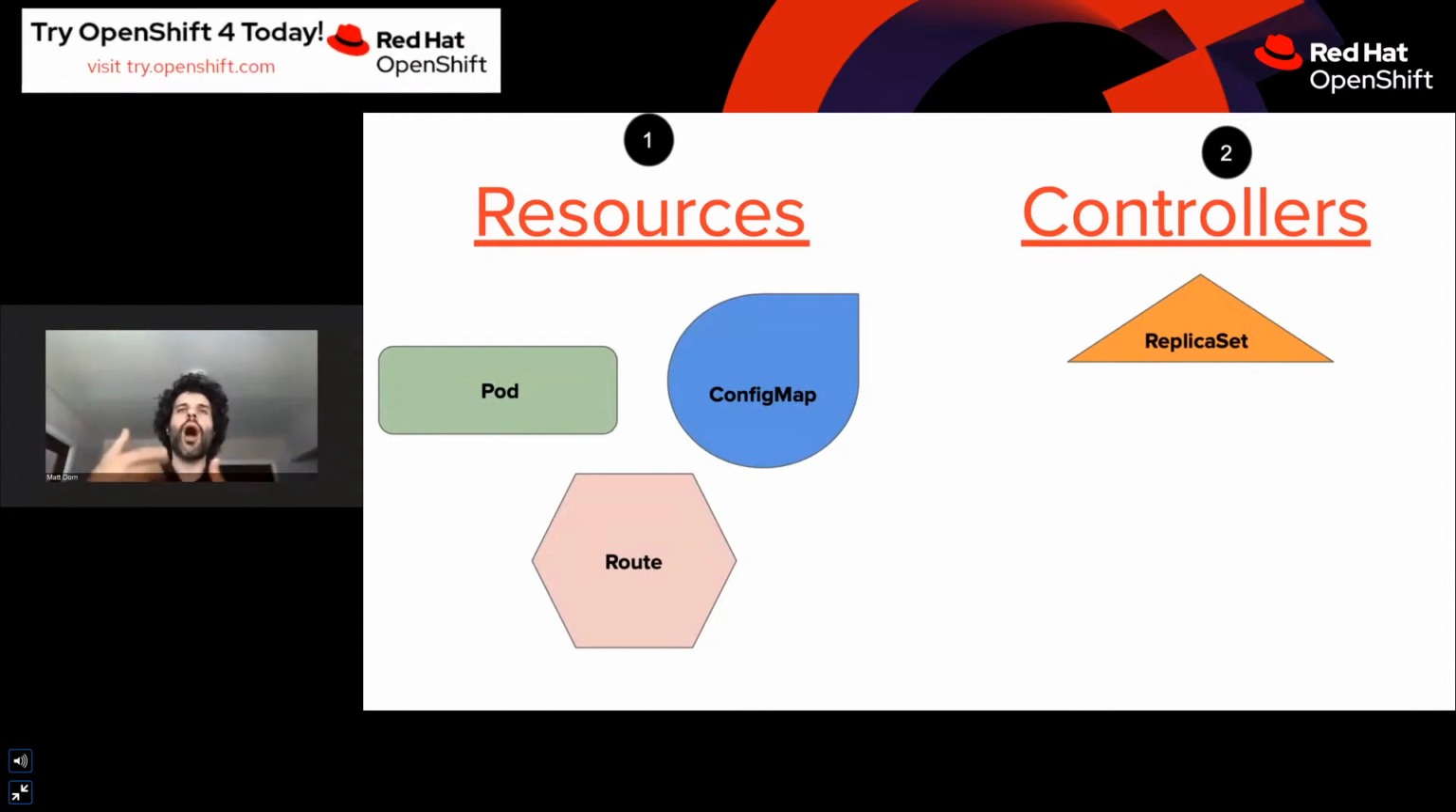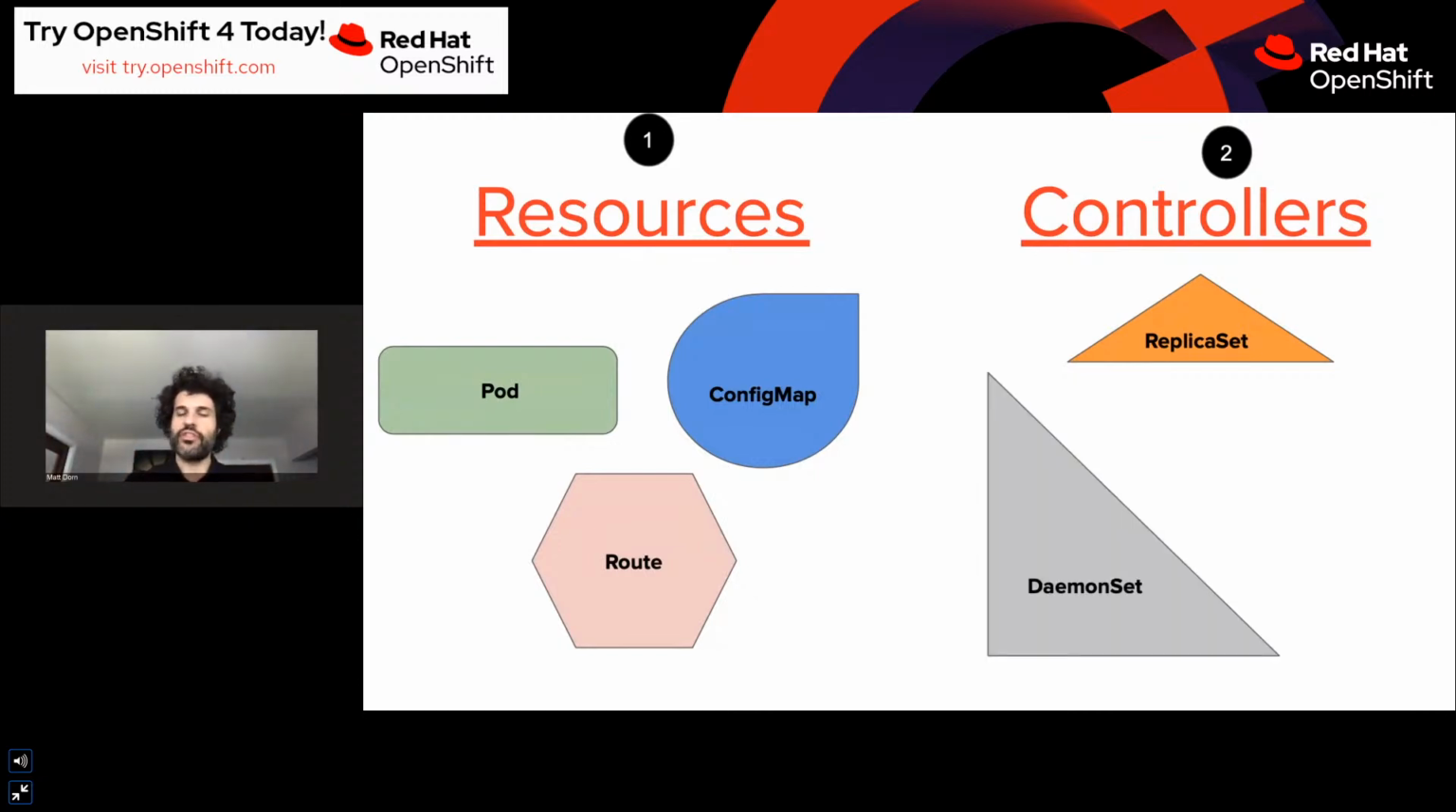Replica set controller watches the API and ensures that that is actually happening. And guess what? Studying the replica set controller is a great way for us to understand the operator pattern. What's another example of a controller?